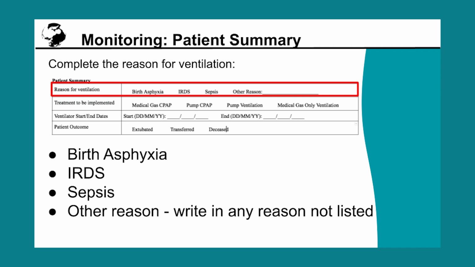Here, the provider will document the reason the neonate is being ventilated. Common reasons include birth asphyxia, infant respiratory distress syndrome, and sepsis. The provider may write in any additional reasons for ventilation. It should be noted that the provider may select more than one reason for ventilation.